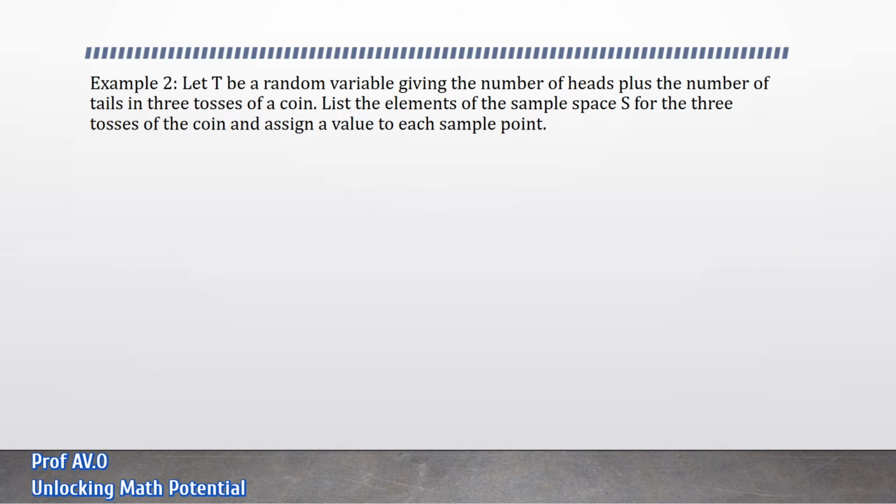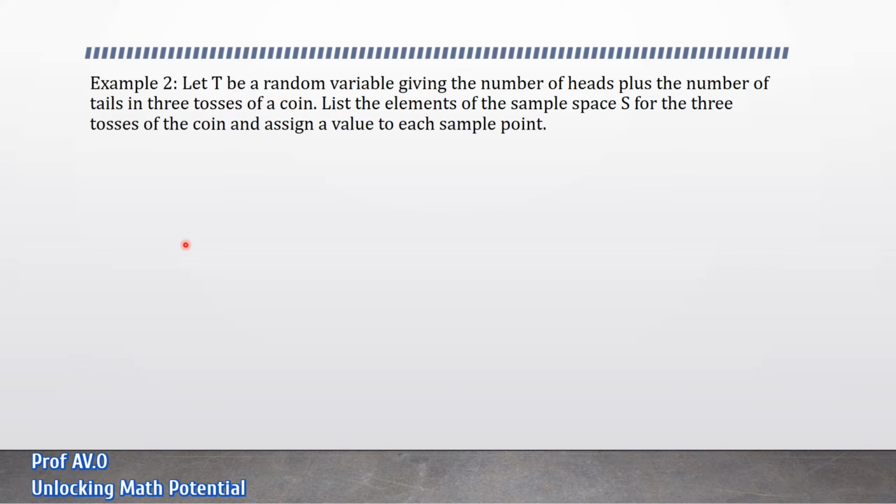Let's have example number 2. Let t be a random variable giving the number of heads plus the number of tails in 3 tosses of a coin. List the elements of the sample space S for the 3 tosses of the coin and assign a value to each sample point.